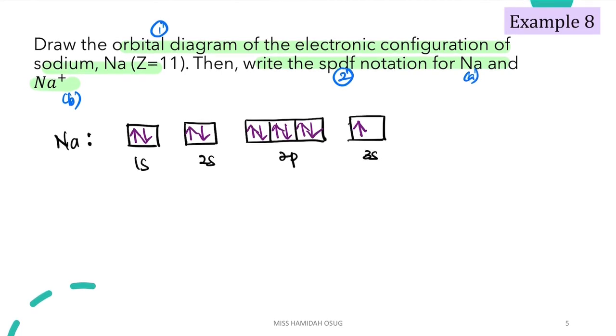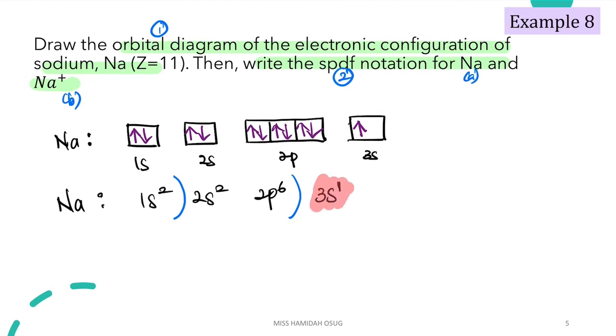So the electronic configuration for sodium atom is 1s2, 2s2, 2p6, 3s1. Okay, and then what we do, we draw the border between the energy level between the shell. So we can see there 3s1 is the valence electron shell. So meaning to say the valence electron is equals to 1.